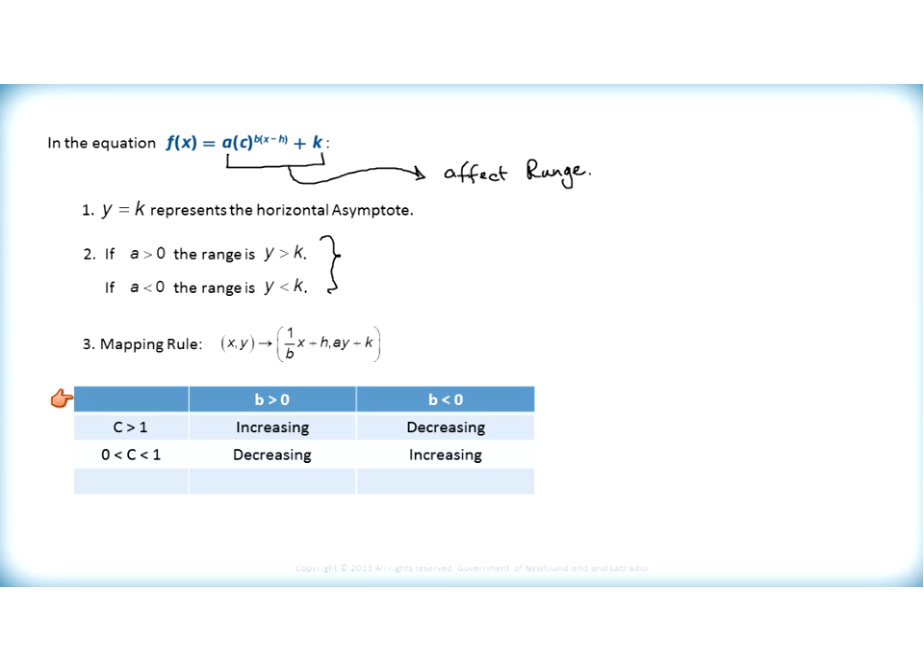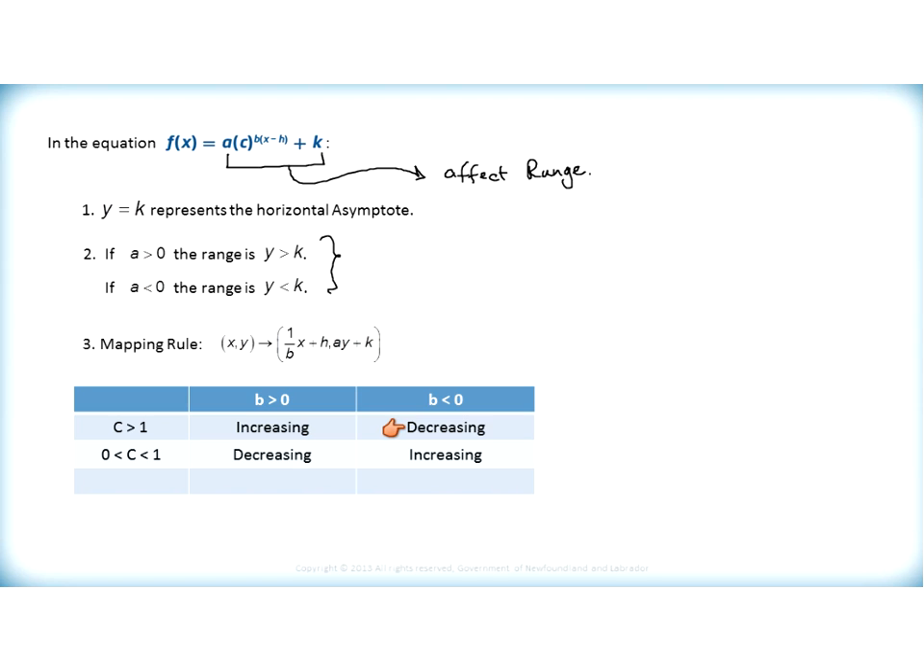Another thing that might be of interest here is whether or not it's a decreasing function depends upon really your exponent and also your base. If the base c is greater than 1, and if b is positive, it remains an increasing function. However, if the base c is greater than 1 and b is less than 0, or negative, it actually becomes a decreasing function.